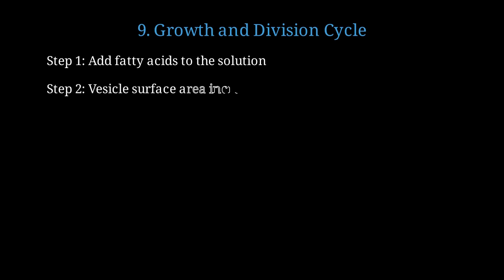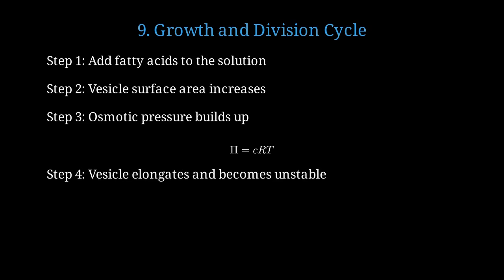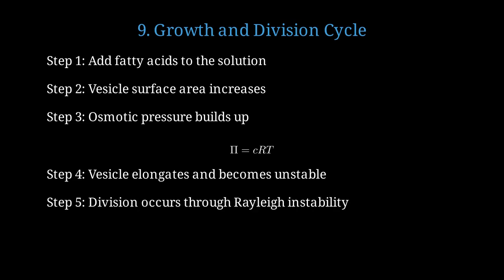Step 2. As fatty acids join the membrane, the vesicle surface area increases. Step 3. If the internal solution is more concentrated than outside, osmotic pressure builds up. Osmotic pressure, pi, equals concentration C times the gas constant R times temperature T. Step 4. The osmotic pressure causes the vesicle to elongate and become mechanically unstable. Step 5. Division occurs through the Rayleigh-Plateau instability we discussed earlier.